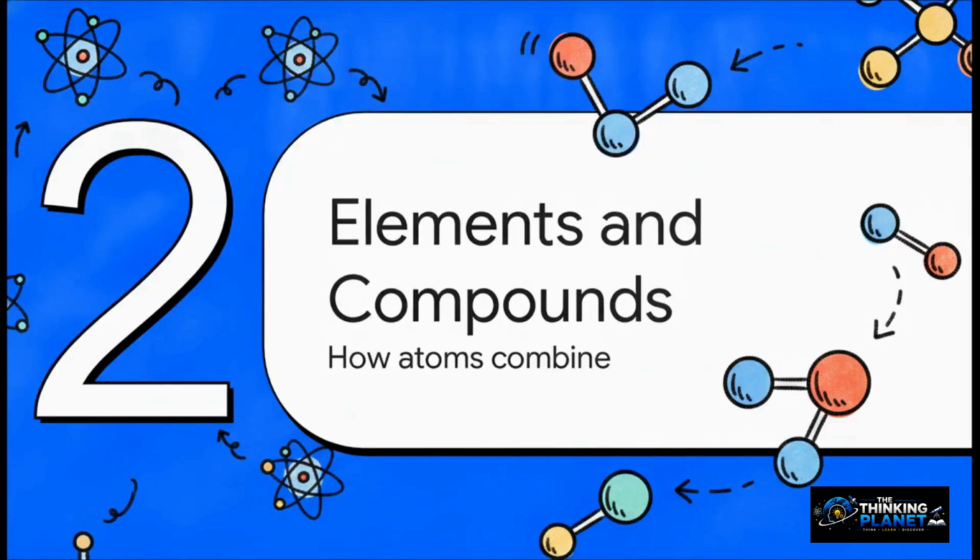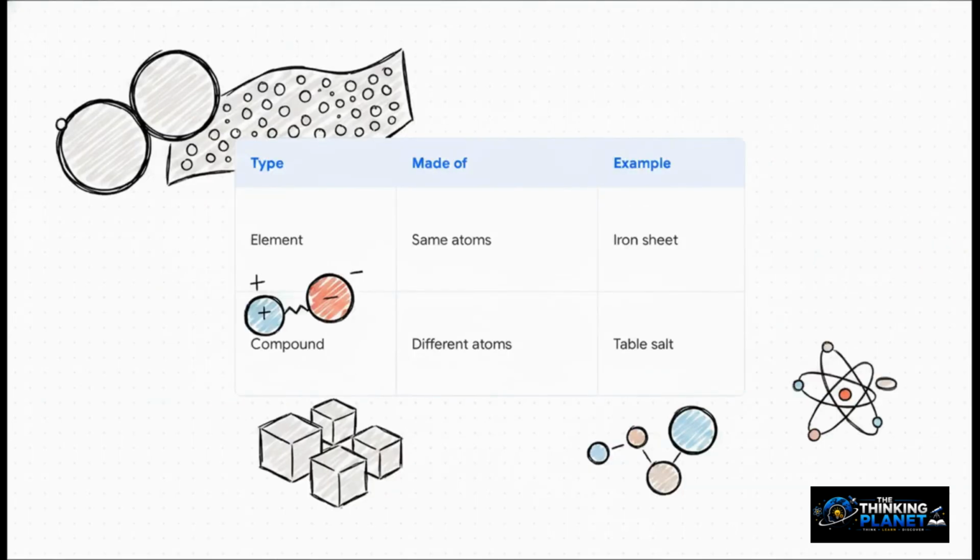Moving on to Section 2, elements and compounds. So how do these atomic building blocks actually combine? Well, when the exact same types of atoms join together, they form what we call an element. For instance, if you take millions of iron atoms and stick them all together, you get an iron sheet, pure iron. But when completely different atoms combine, they form a compound.